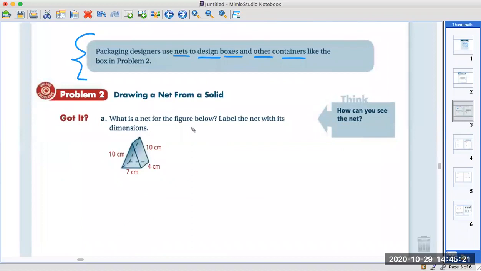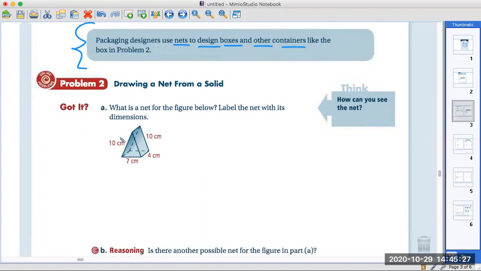So what is the net for the figure below? Label the net with its dimensions. If you watched both videos, especially the second video, has a way to show you how you can unfold this and keep track of the dimensions. So I like starting with the base. That's a rectangle. So I'll draw the rectangle.